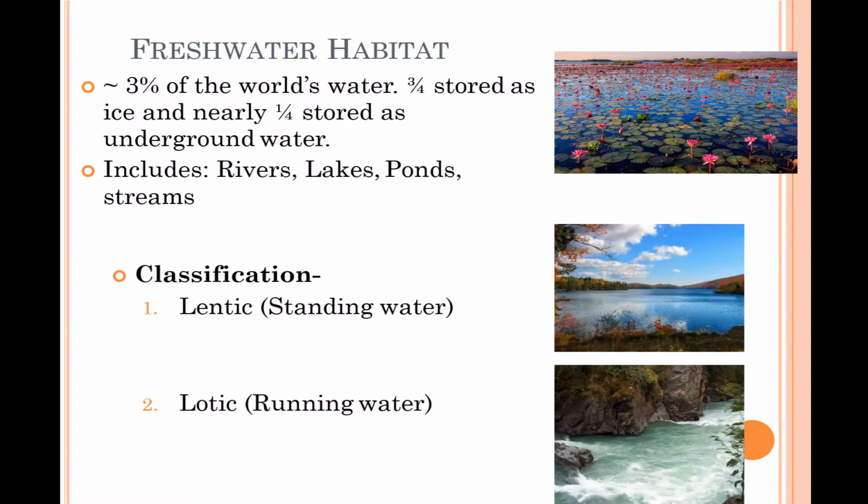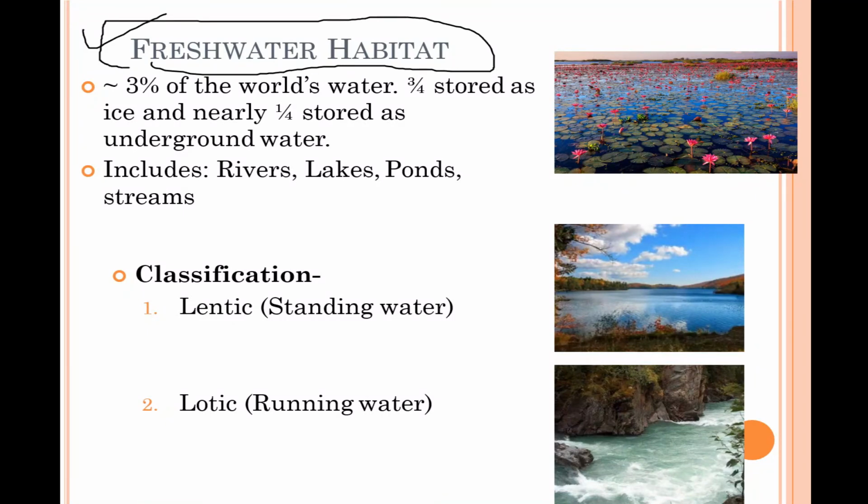So, talking about freshwater habitat. Till now we discussed terrestrial habitats, so moving to freshwater habitat. Freshwater makes up around 3% of the world's water, with 3/4 stored as ice and nearly 1/4 stored as underground water. Definitely 3/4 stored as ice is a huge portion, and 1/4 is stored as underground water.